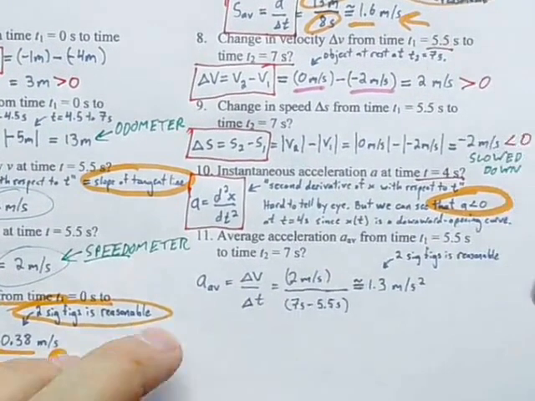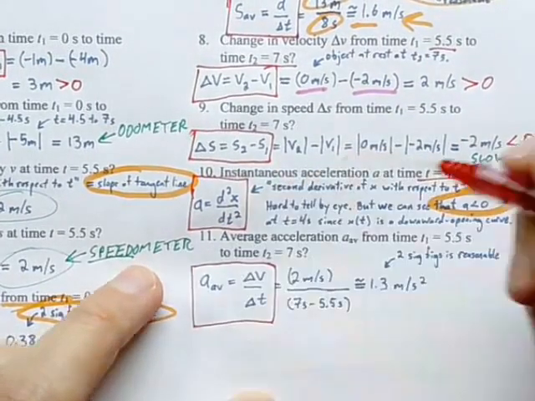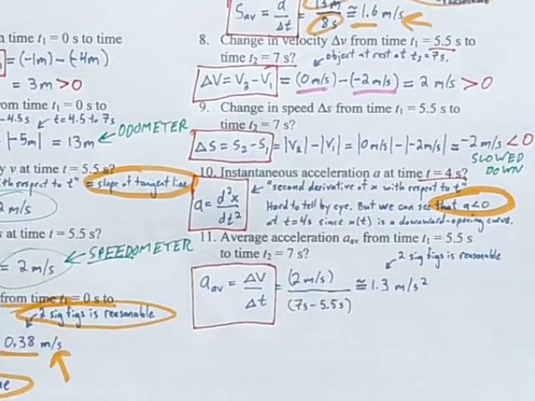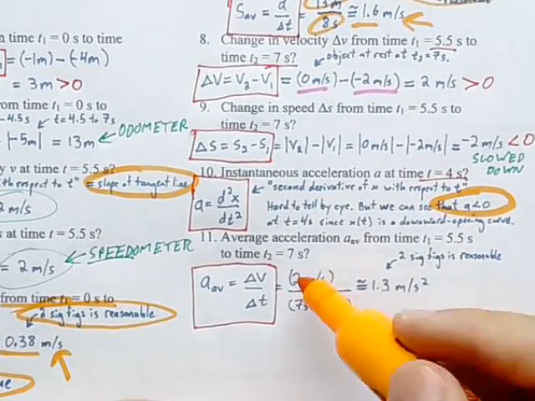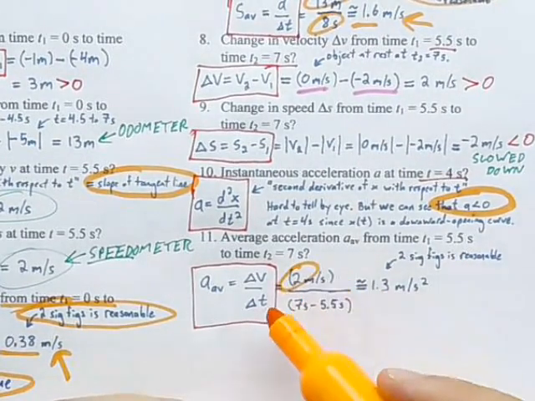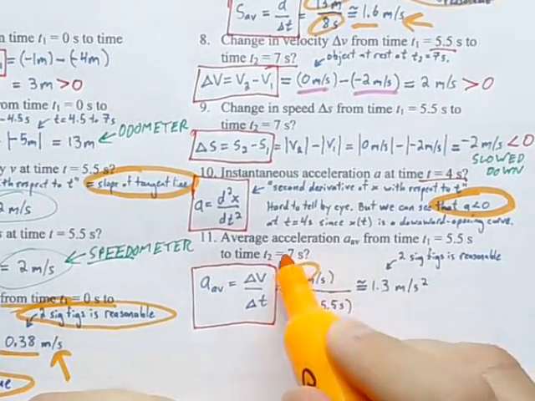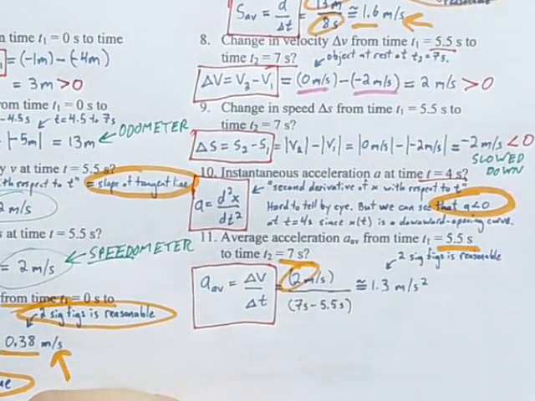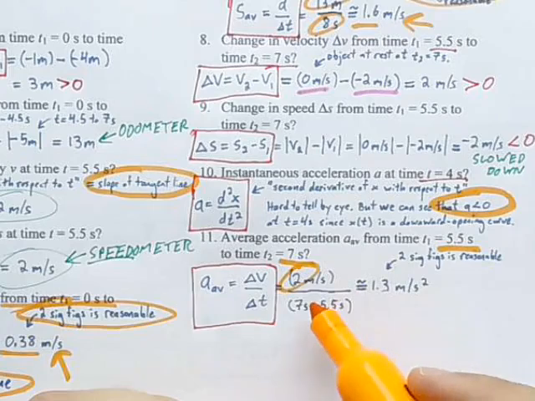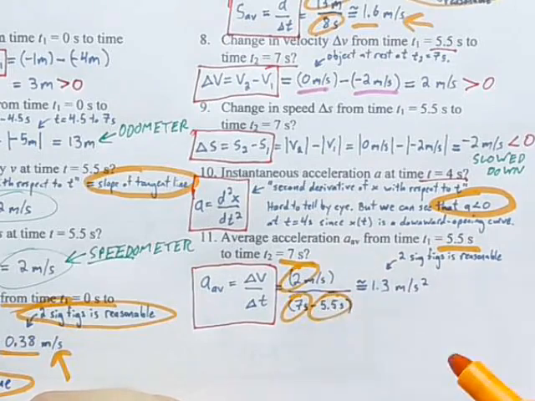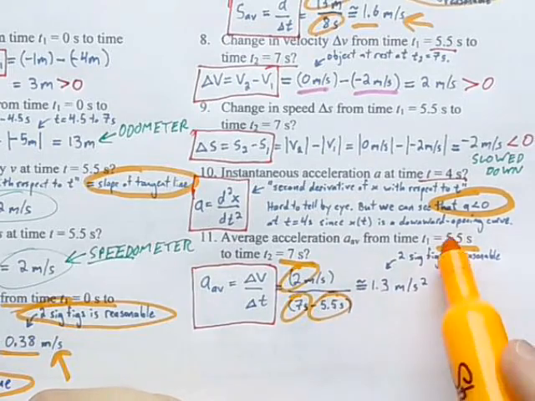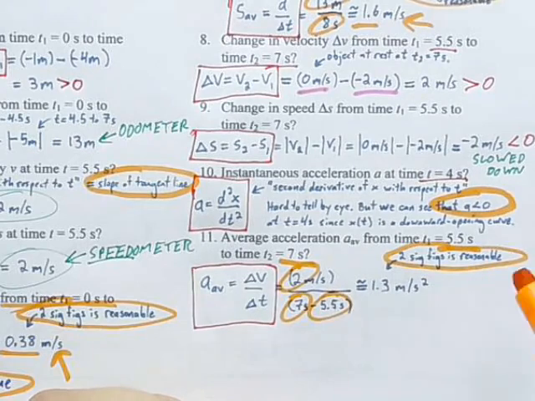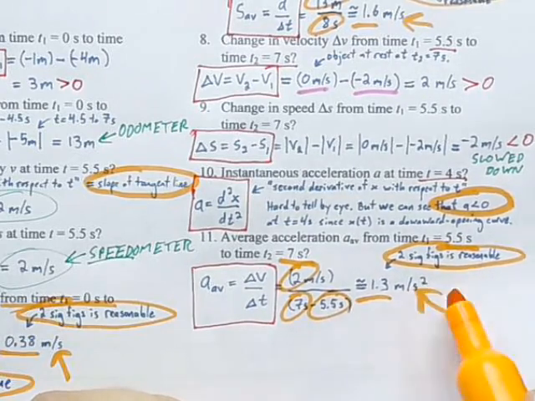Lastly, the average acceleration. An average value is always a delta over a delta, change in something over change in something else. So let's see, we've already got our delta V from above that has 1 sig fig. Now our change in time, that's final value of time, 7 seconds, minus initial value, 5.5 seconds. So here's 1 sig fig, 1 sig fig, 2 sig figs. There should be 1 sig fig, therefore, in our answer, but 2 significant digits would be reasonable. So we can round this off to about 1.3, and then our unit, of course, meters per second squared.